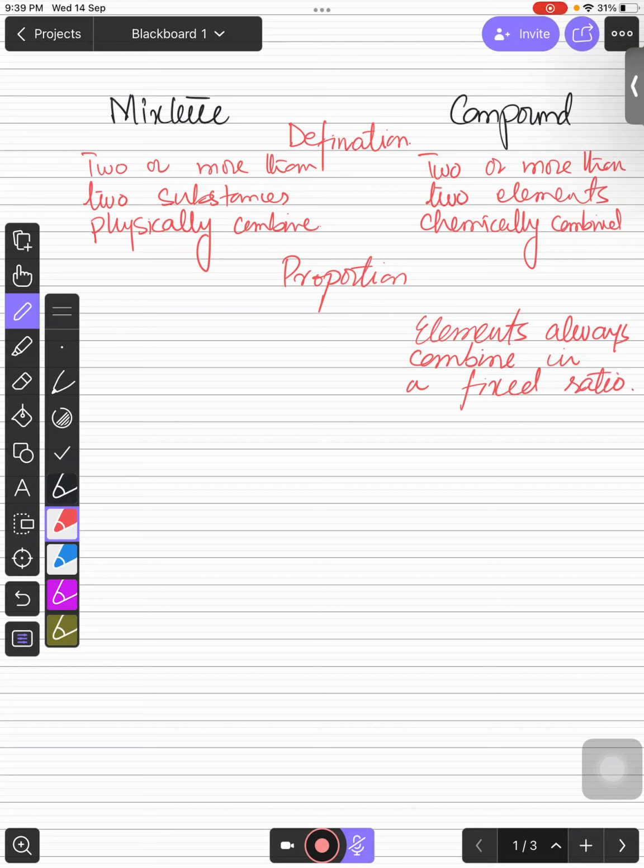For example, if you are producing sulfuric acid, it is a must that you should have two hydrogen, one sulfur, and four oxygen. Without these fixed ratios, sulfuric acid is not going to form, right? So a compound is always formed when there is a fixed ratio of elements chemically combined together. But in a mixture, there is no proportion, right? There is no fixed ratio. Any combination can be acceptable for the mixture, right?